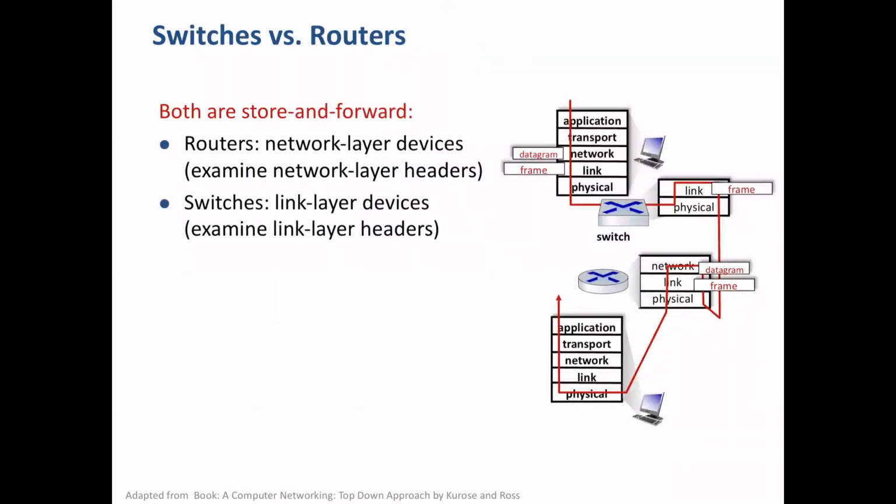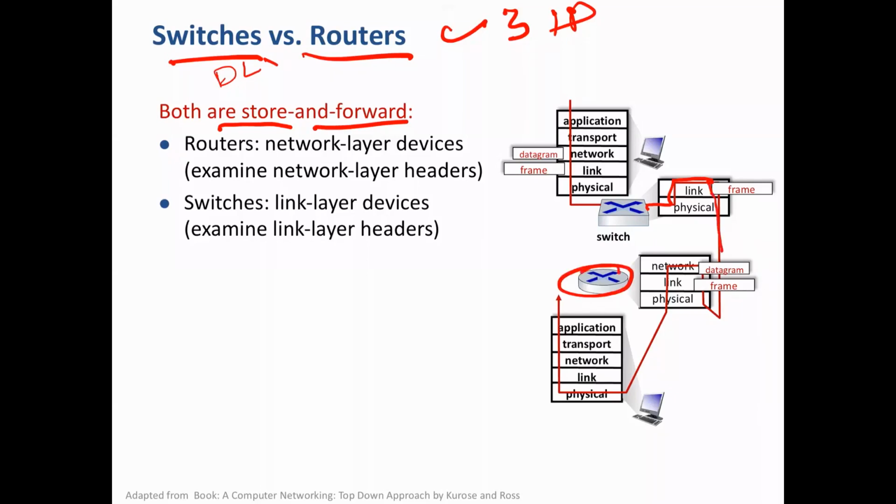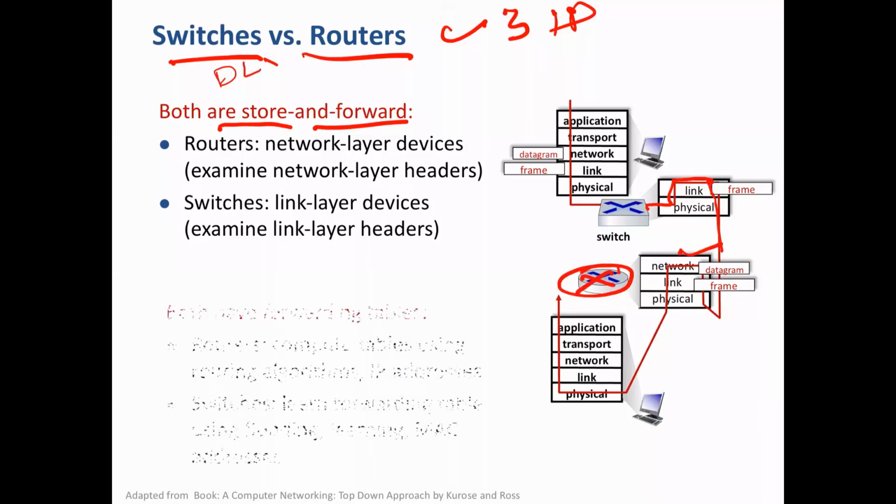So now, when we say switches versus routers, routers work at layer 3, the IP layer, and switches work at the data link layer. Both use store and forward mechanisms. If there is a switch, the packet doesn't go to the IP layer, it gets switched at the link layer. And if it's a router, like the router shown here, then it goes to the IP layer also. Okay, all right.